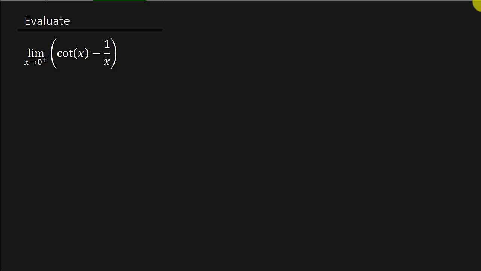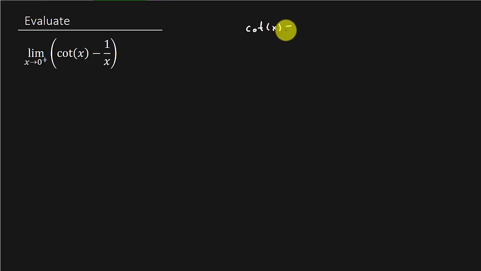All right, so we're going to find this limit here. Let's see what we have. Let's just look at each piece separately. Let's look at cotangent x, and let's look at 1 over x separately. So let's just come over here to the side.